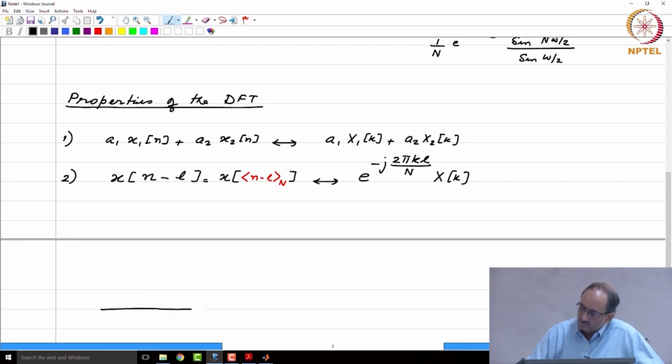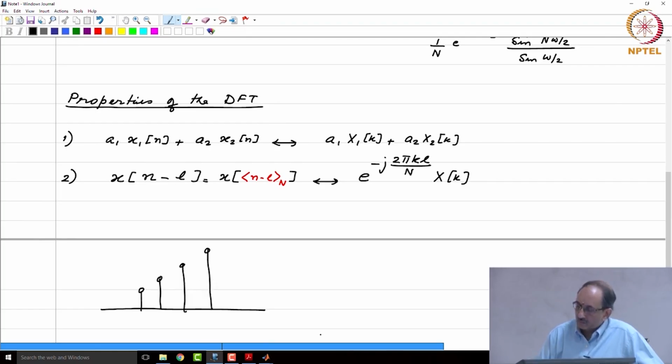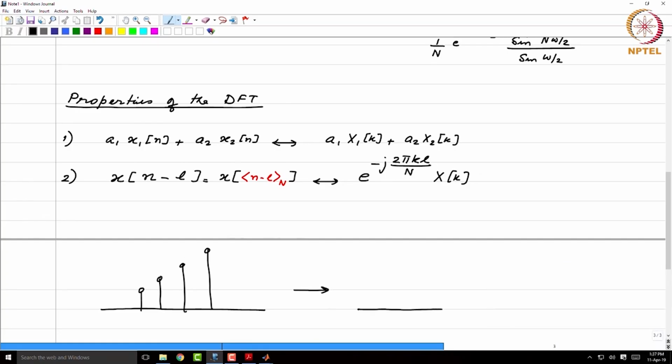So, if you had a sequence like this, if you shift it by one sample to the right, it will come like this, because this is really periodic with period cap N. Therefore, even though you have samples like this, for a given sequence from 0 to N minus 1, really the implied sequence over all n is the periodic version, right.